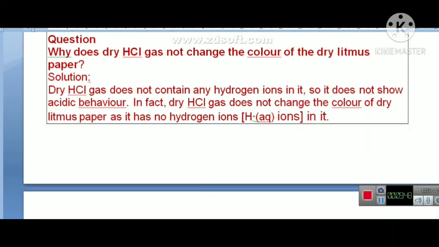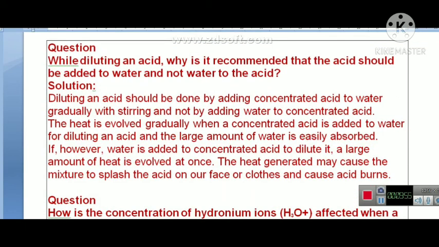Why does dry HCl gas not show acidic behaviour? While diluting an acid, it is recommended that acid should be added to the water and not water to the acid. Diluting an acid should be done by adding concentrated acid to the water gradually, drop by drop with stirring, and not by adding water to the concentrated acid.